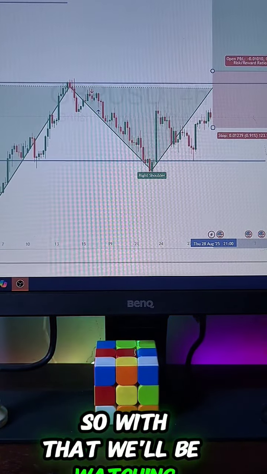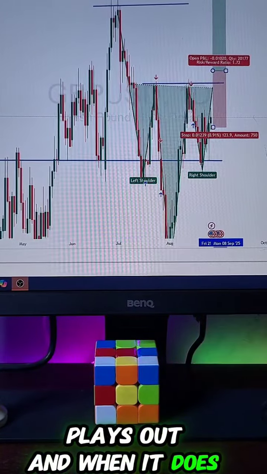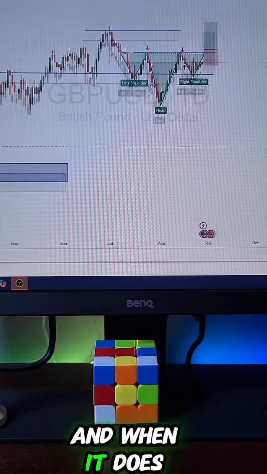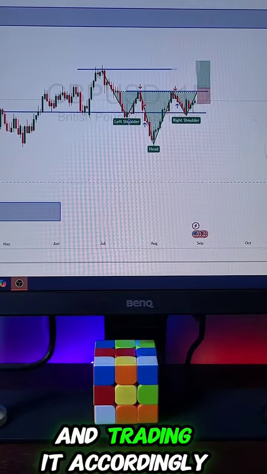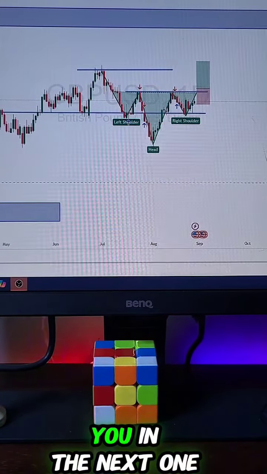So with that, I'll be watching this pair closely to see how it plays out. And when it does, I'll be entering this pair and trading it accordingly. So with that, I'll see you in the next one.